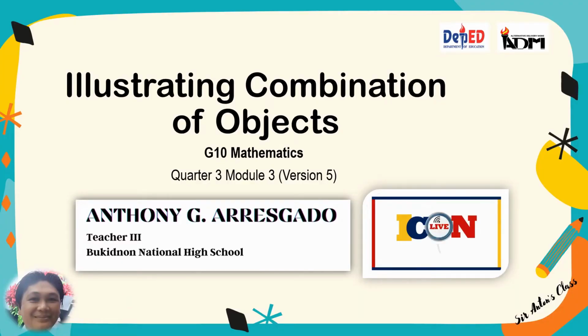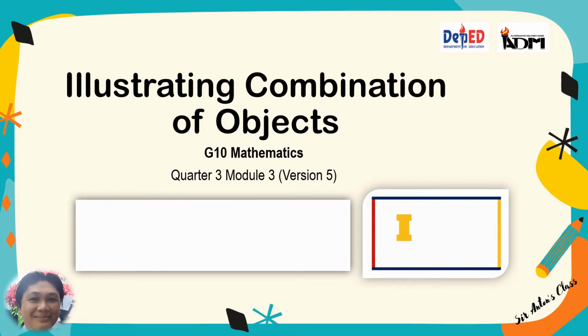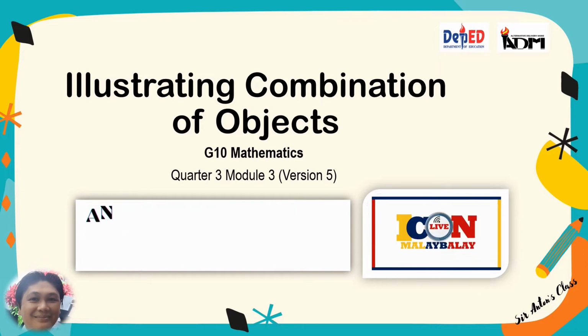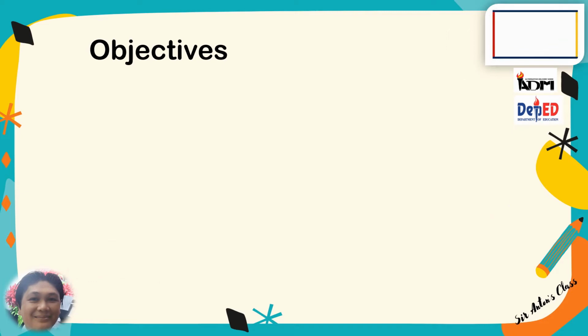Welcome to the third module of the third quarter, version 5 of Grade 10 Mathematics: Illustrating Combination of Objects. I am your teacher, Anthony G. Arisgado, Teacher 3 of Bukidnon National High School. Are you ready? Let's go!